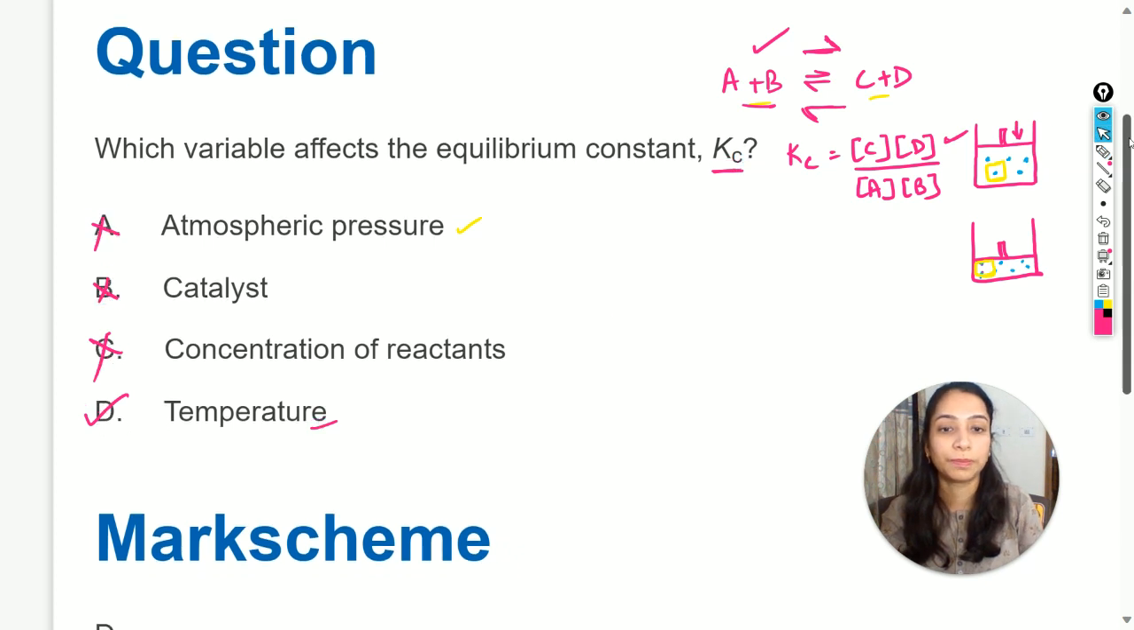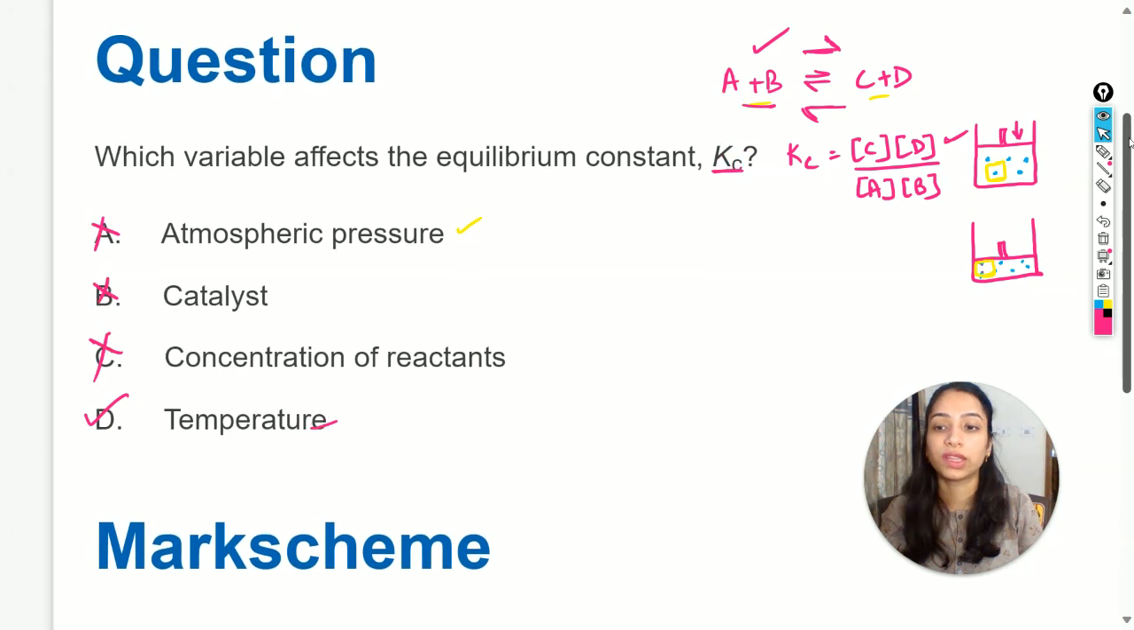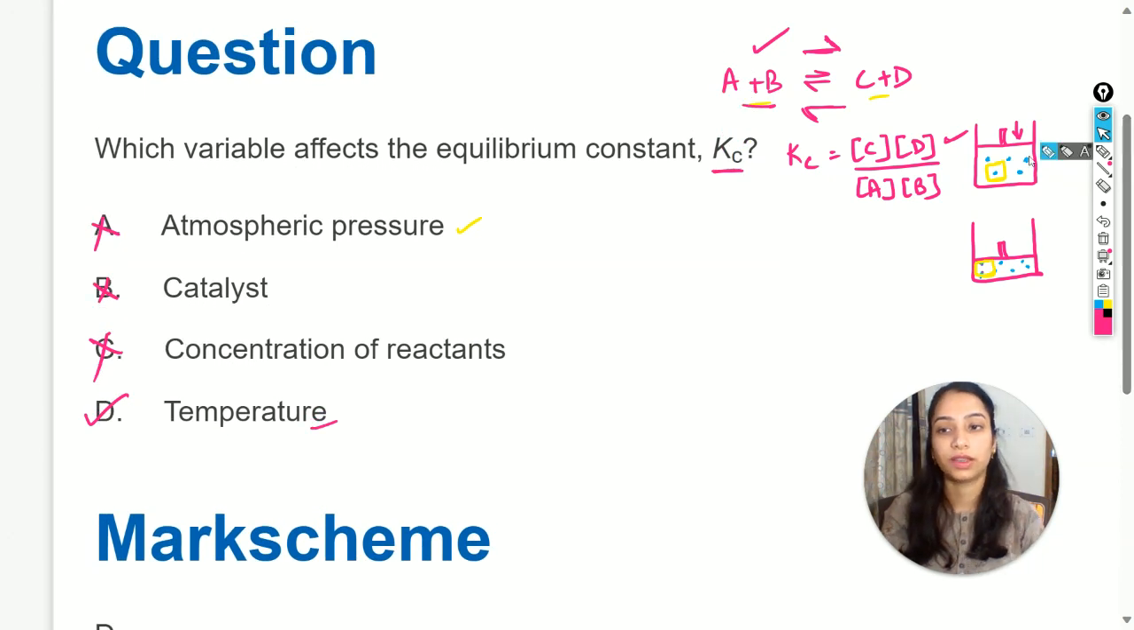Let's check the mark scheme. Yes, you can see here the mark scheme also shows that D option is right. So this is the solution of this question. These are the concepts behind this question.